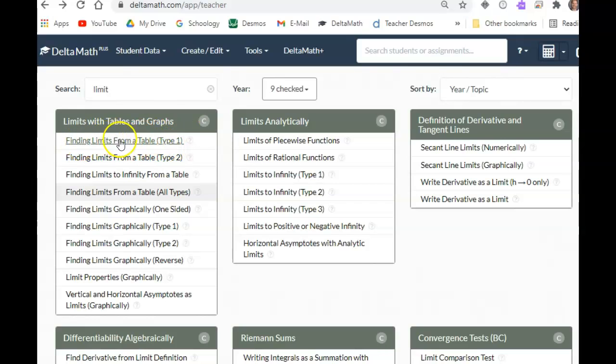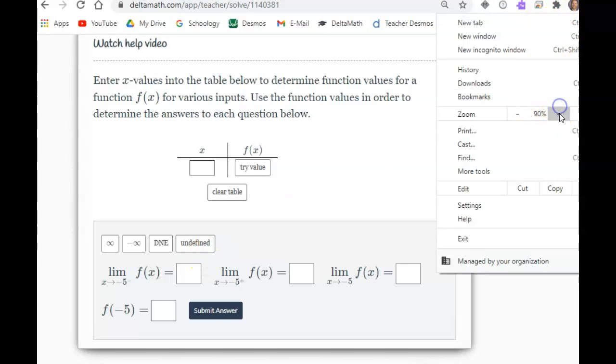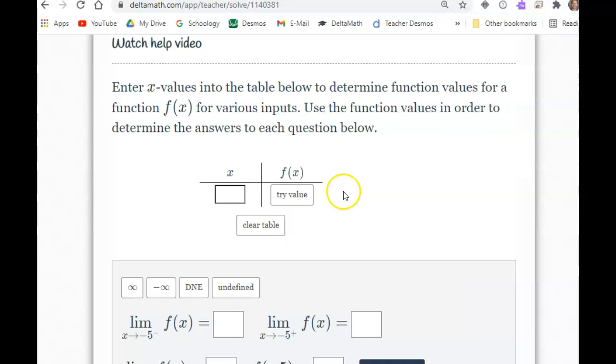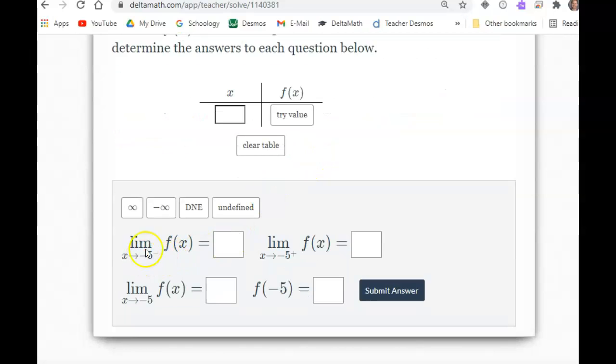So sometimes you were asked to find a limit via a table, and we had different types. So let me show you this right here. This is just an example. I don't know if I can make this bigger. That should be better. So the directions say, enter x values into the table below to determine the function's value for f of x at various inputs. Use the function in order to determine the answer to each question. So we've got to find the left-handed limit, the right-handed limit, the two-handed limit, and the point, all using this table.